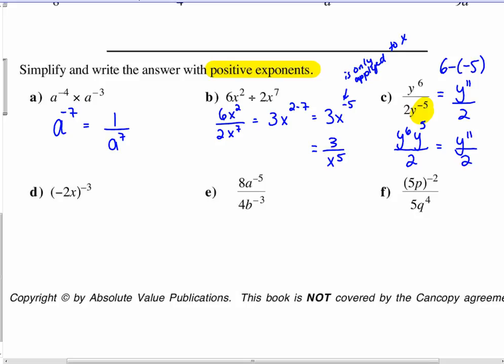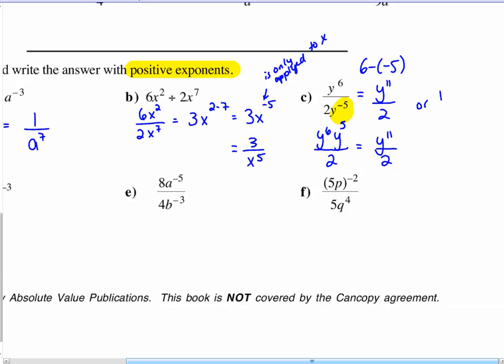You could have also written this as 1/2 y to the 11, because the coefficient right here is a 1. So you could have also done that, because dividing by 2 is the same thing as multiplying by half.